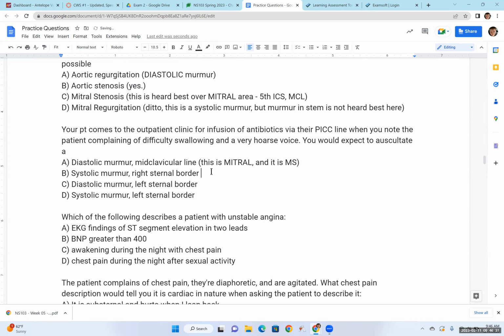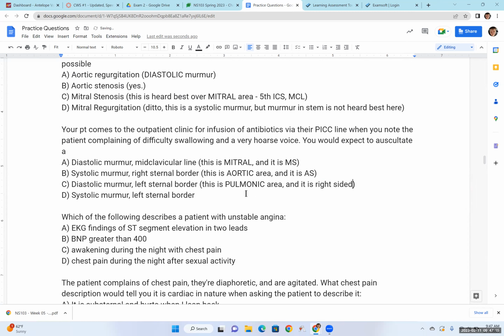And you got systolic murmur, right sternal border. Right sternal border, this is what? This is aortic area. And if it's systolic, it is aortic stenosis, right? And then diastolic murmur, left sternal border, right? So left sternal border is what? This is pulmonic area, and it is what? It'd be tricuspid stenosis, right? Or pulmonary stenosis. I don't know, but anyways, it'd be right-sided, right? Which we're not concerned about, right?